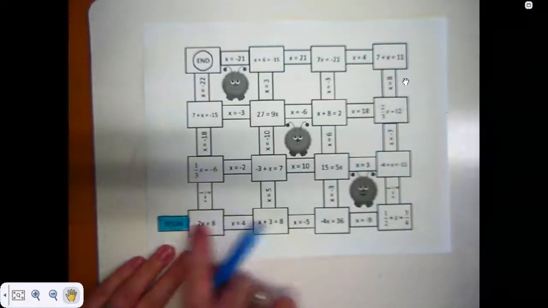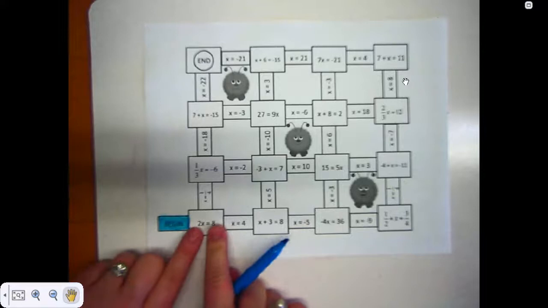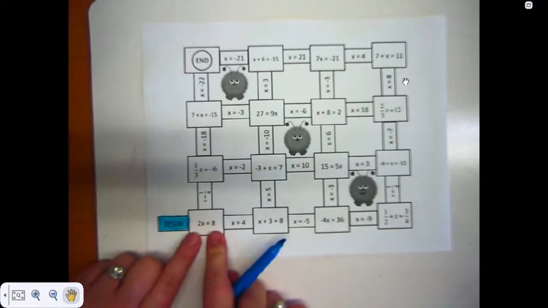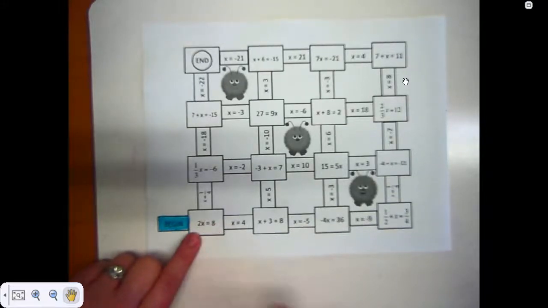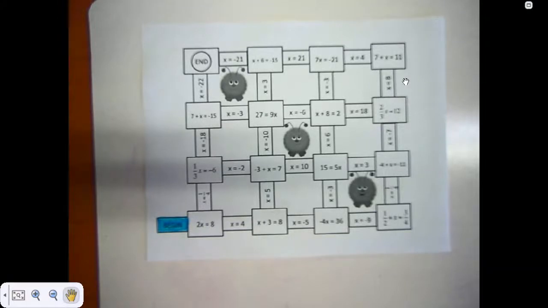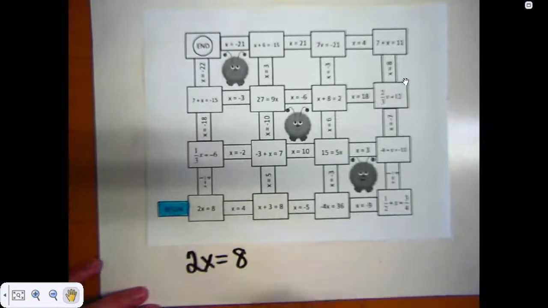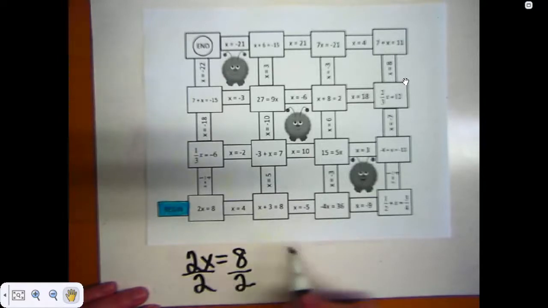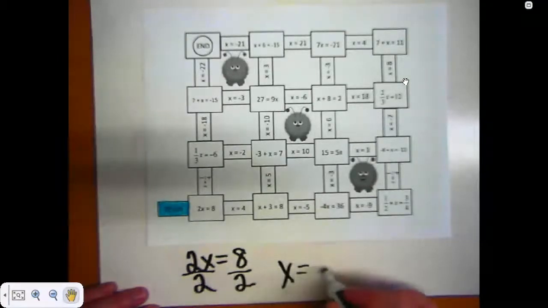Okay, so when I begin, I'm going to this square. It says 2x equals 8. So I would use my marker or my scratch paper to work 2x equals 8. I see that I'm already to the part where I need to divide. So I'm going to divide both sides by 2, and that's going to leave me with x equals 4.